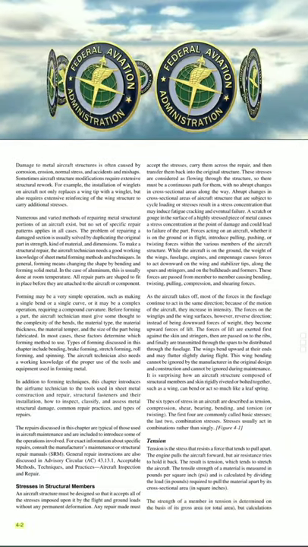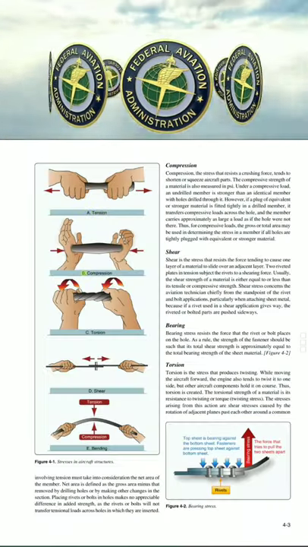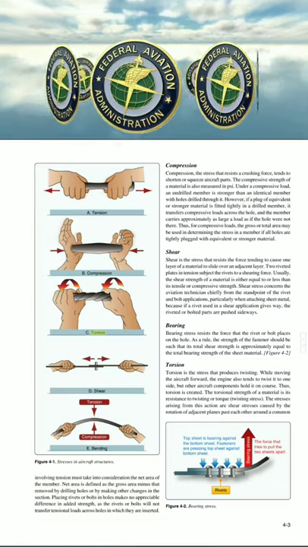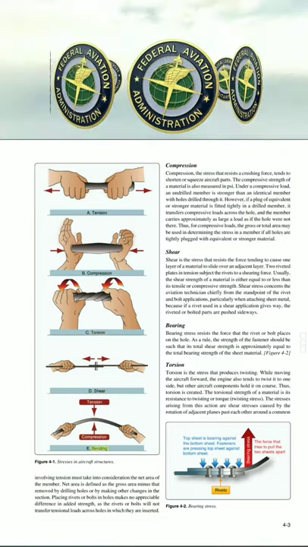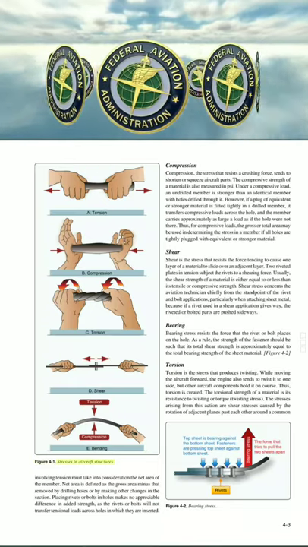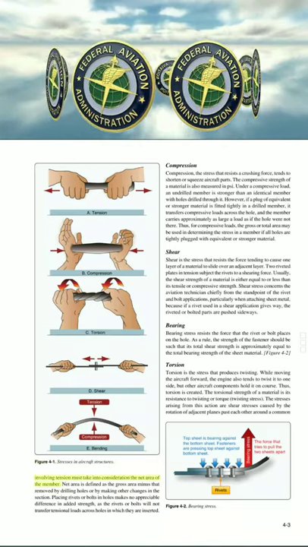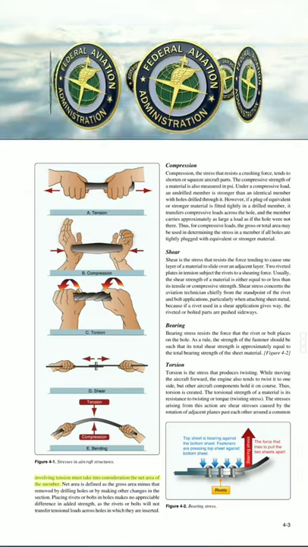The strength of a member in tension is determined on the basis of its gross area, or total area, of the member. Figure 4-1. Stresses in aircraft structures: A. Tension. B. Compression. C. Torsion. D. Shear. E. Bending. Calculations involving tension must take into consideration the net area of the member.